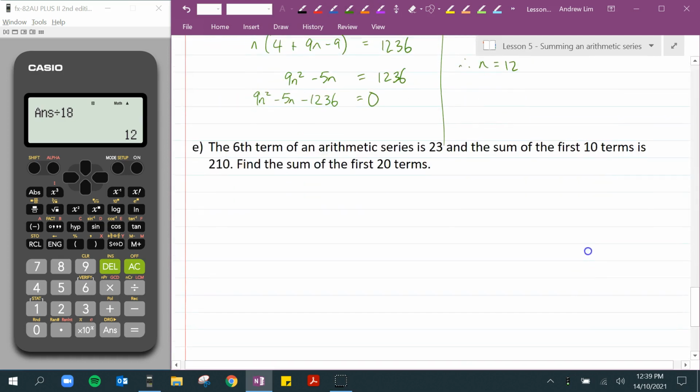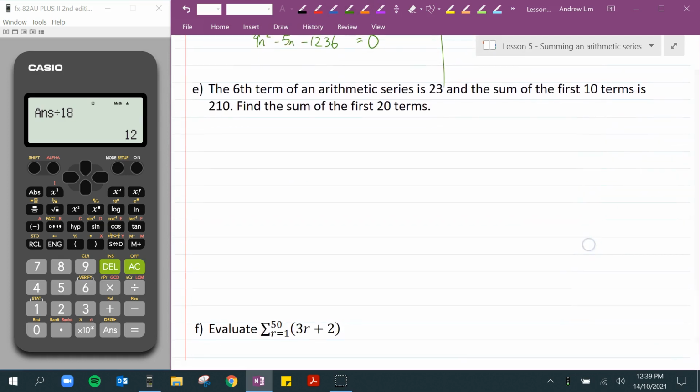Alrighty, question E. The sixth term of an AP is 23, and the sum of the first 10 terms is 210. Find the sum of the first 20 terms. So let's see what we can do with this. We know the sixth term is 23. The sixth term, which is a plus (n minus 1)d. Well, n minus 1 is just 5, and we know that the sixth term is 23.